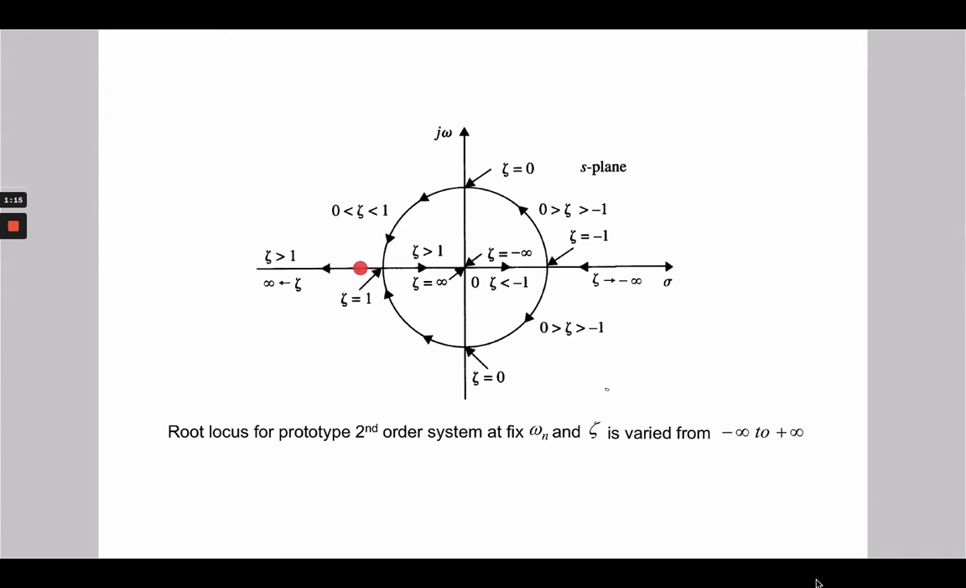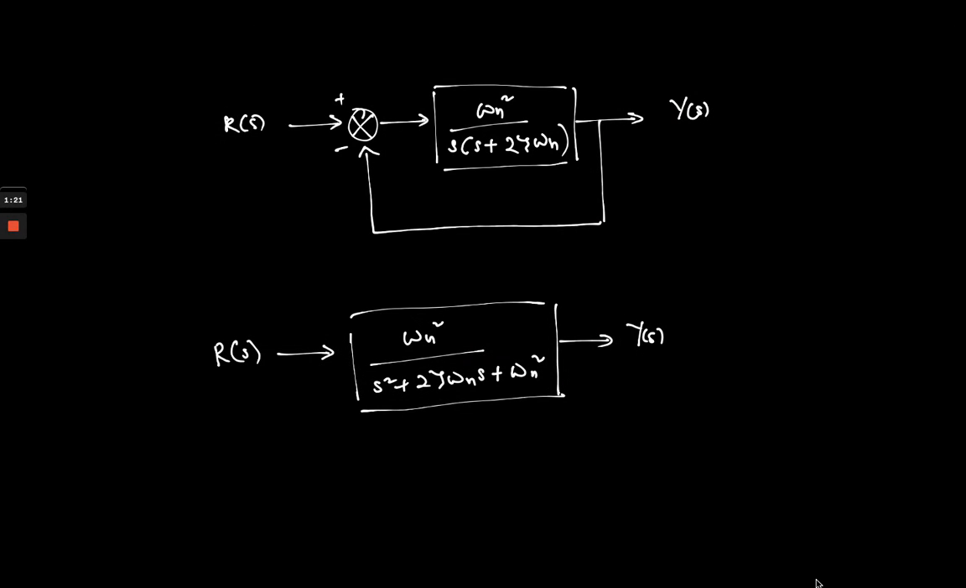So to answer this question, let's look at this prototype of the second order system. Here we have an open loop diagram with unity feedback for this prototype second order system: omega n square over s times (s plus 2 zeta omega n). And when we find the closed loop transfer function, what we have is the prototype closed loop for the second order system, omega n square over s square plus 2 zeta omega n s plus omega n square.